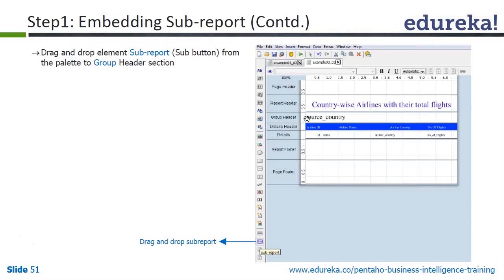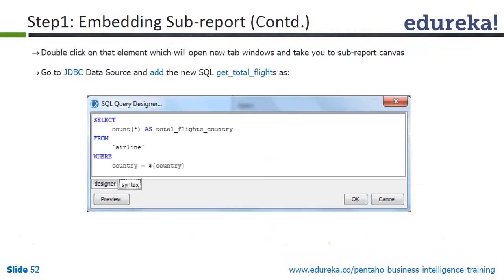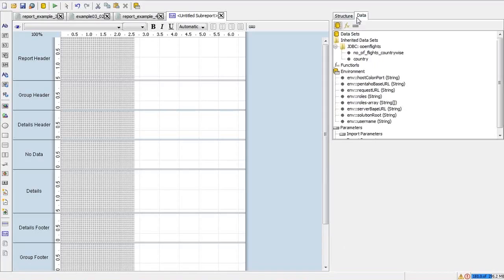So we have added the sub report. Now we are going to configure it. First thing, for any report, you will have to add a data source, and then you will have to configure the query. So we will add a data source. You can see the previous query is also visible here. And we are going to add a new query.